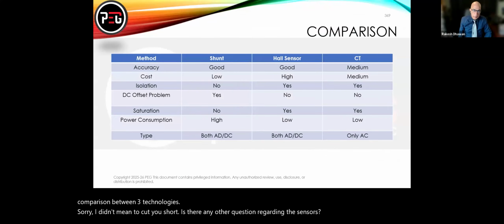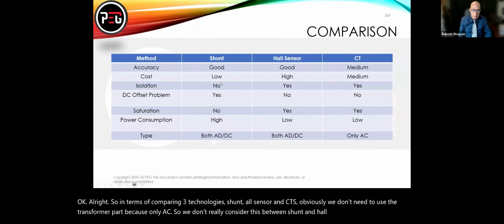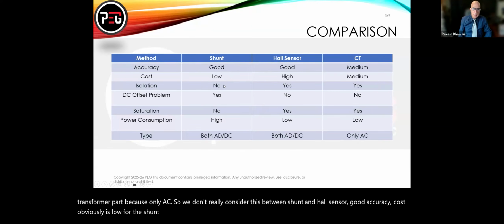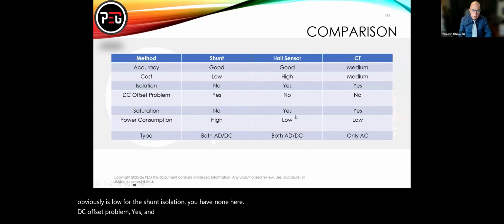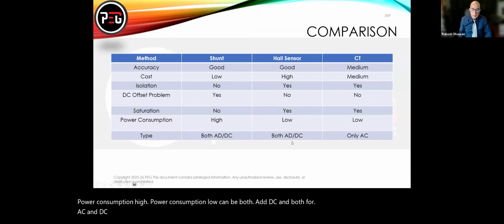All right, so in terms of comparing three technologies, shunt, Hall sensor, and CTs, obviously we don't need to use the transformer part because it is only AC, so we don't really consider this. Between shunt and Hall sensor: good accuracy, cost obviously is low for the shunt. Isolation, you have none here. DC offset problem, yes. And saturation, no. You have a saturation problem here. Power consumption high, power consumption low. Then AC and DC, both for AC and DC.